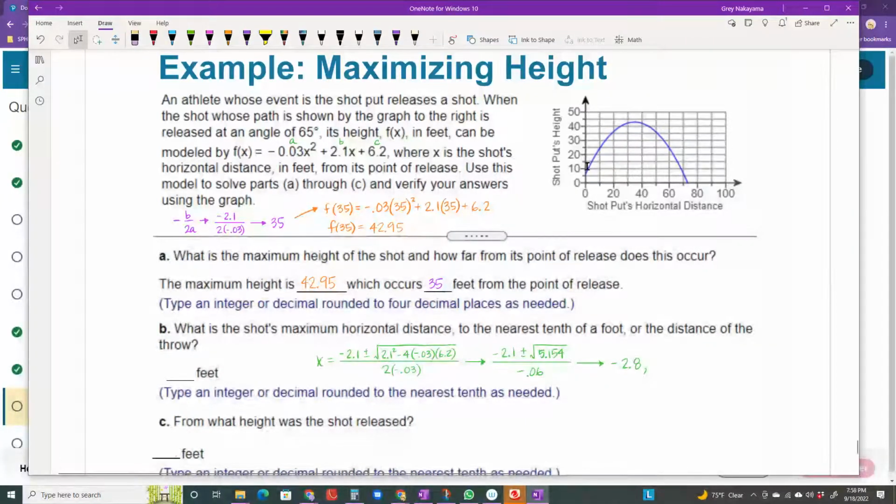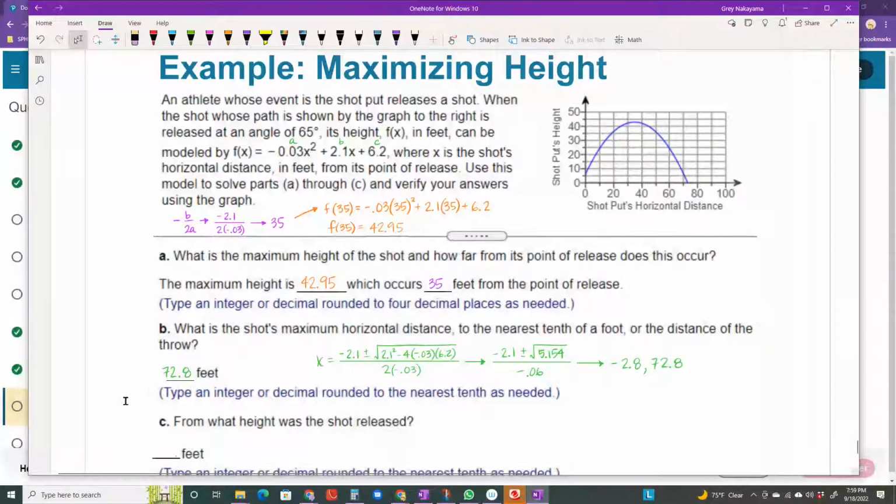Well, that would be the number if I kept on going over here. That would be negative 2.8. That makes sense. Let's look at the other number I got, 72.8. And according to my graph, this is how you can kind of check your answer. Well, that's 60, that's 70, and that's 80. So 72.8 is a reasonable number that I got. And that, of course, is the maximum horizontal distance.